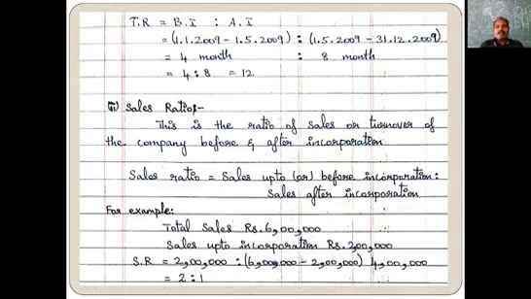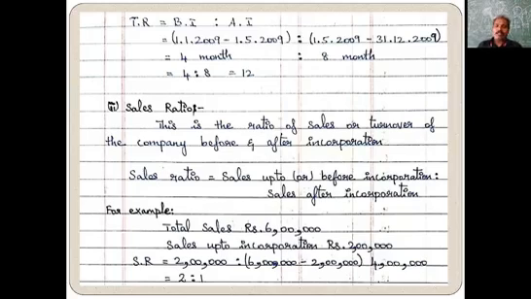Then the next ratio is sales ratio. This is the ratio of sales or turnover of the company before and after incorporation. Sales ratio equals sales up to or before incorporation to sales after incorporation. For example, total sales of the company for the year are rupees 6 lakhs. Sales up to incorporation is rupees 2 lakhs. So how to calculate the sales ratio? As per the formula, sales up to or before incorporation is to sales after incorporation. So there have been two sales.